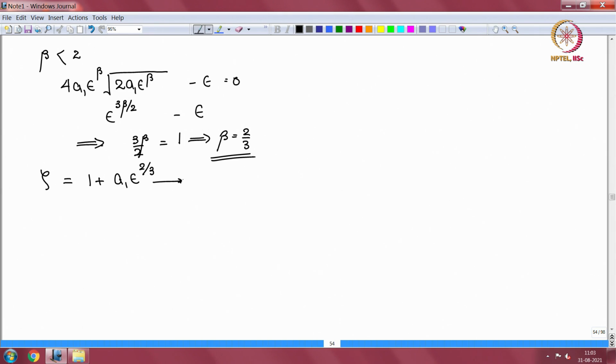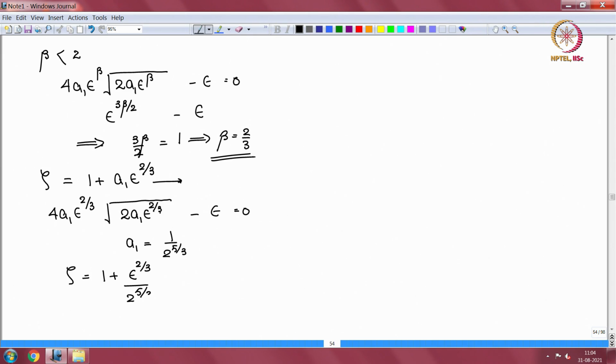So if we again substitute this in the dispersion equation, I get 4 a1 epsilon to the power 2/3, square root of twice a1 epsilon to the power 2/3, and other terms, but this is the dominant term, minus epsilon equal to 0, which gives me, I will just compute this, a1 is equal to 1 over 2 to the power 5/3. So zeta is given by 1 plus epsilon to the power 2/3 by 2 to the power 5/3. Zeta is what? K by Kp, right? Zeta was K by Kp.